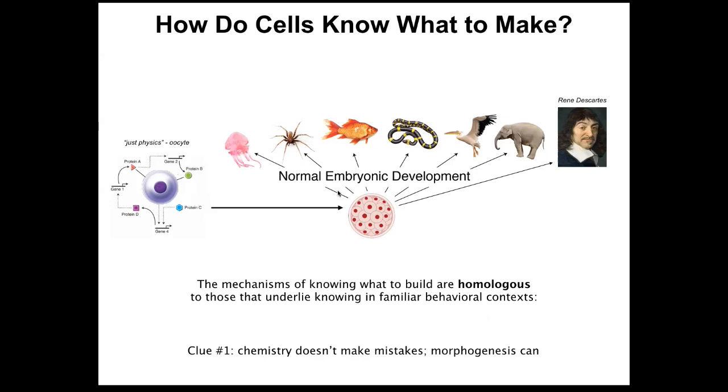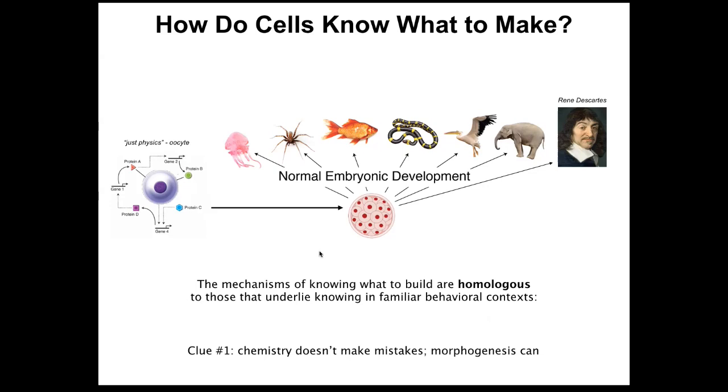All of these things. And so this question of how do they know what to make, I'm going to emphasize the idea that the mechanisms of knowing what to build and how are actually homologous, meaning both in terms of their mechanisms, their evolutionary mechanisms, and their algorithms, to those that underlie knowing in familiar contexts, meaning brain-driven behavior. These are some of the exact same mechanisms that operate in those two spaces.